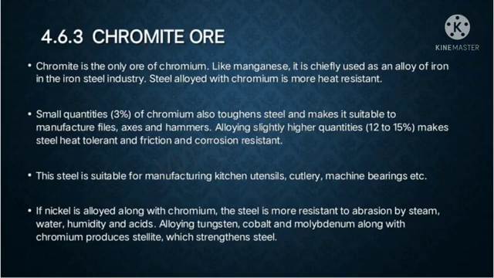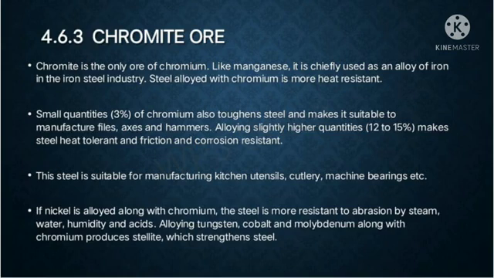Chromite ore. Chromite is the only ore of chromium. Like manganese, it is chiefly used as an alloy of iron in the iron steel industry. Steel alloyed with chromium is more heat resistant. Small quantities, 3% of chromium, also toughen steel and make it suitable to manufacture files, axes, and hammers.